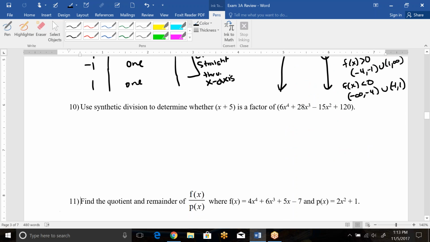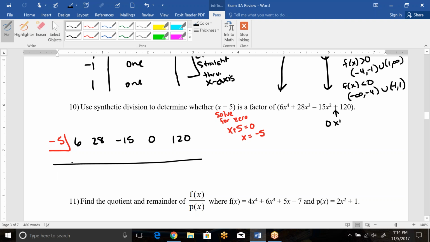Number 10 says use synthetic division to determine whether or not x plus 5 is a factor of this large polynomial. To do that, we need to solve for the 0 here, because when you do synthetic division, you use the 0, not the factor. So that would be -5. We place that in our little box for synthetic division. And then we make sure we're not missing any powers. It looks like x to the first is missing, so we'll need a placeholder for that. So this is a 6, a 28, you just use your coefficients, a -15, the 0 for the placeholder, and then the 128. If you don't use your placeholder, you will miss the problem.